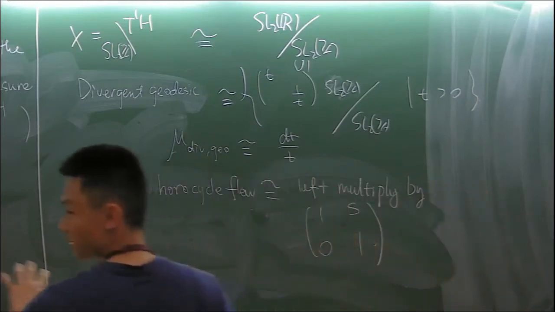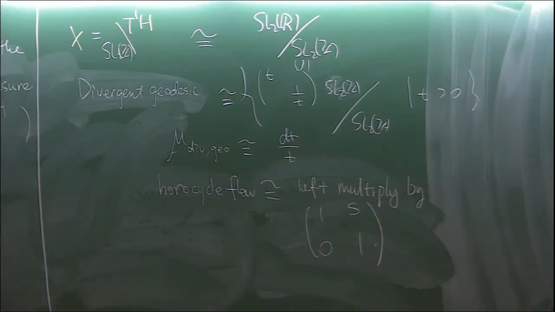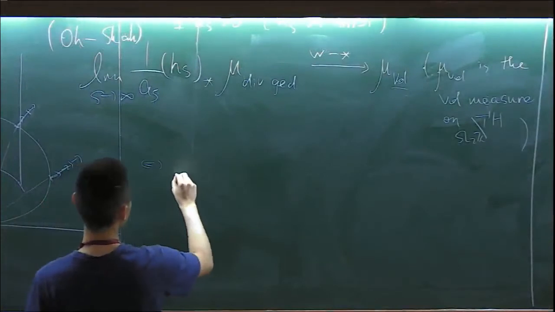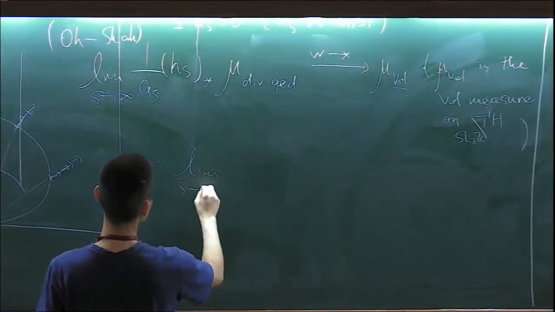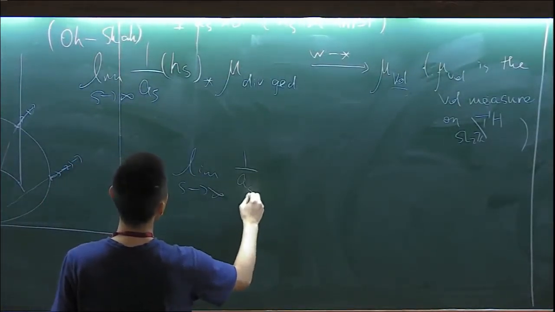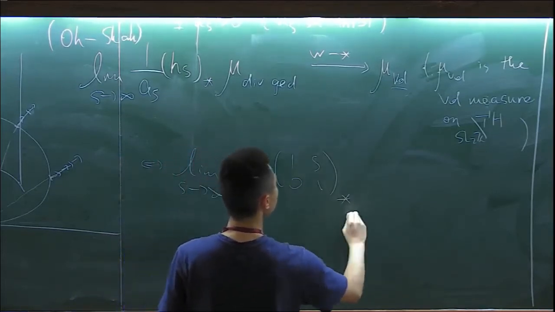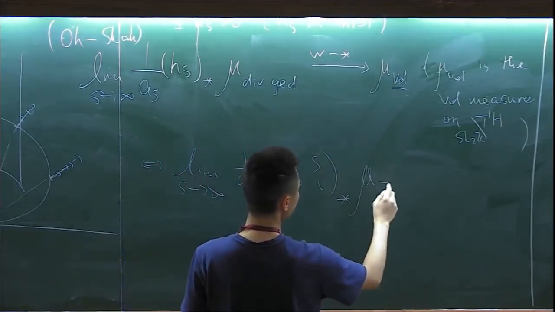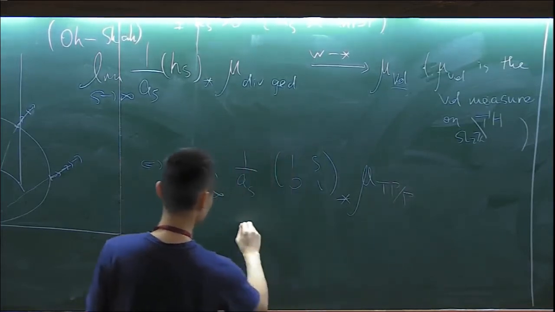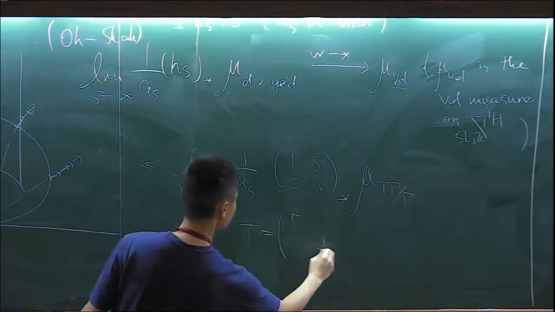So equivalently, this statement is just: the limit as s goes to infinity of 1 over as, and the matrix (1, 0; s, 1), push forward the Haar measure supported on T gamma mod gamma. So I'm denoting by T equal to this.